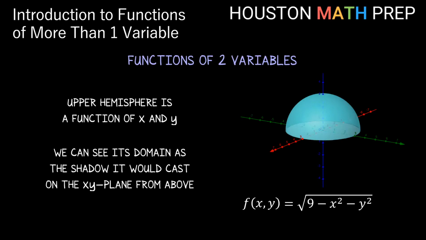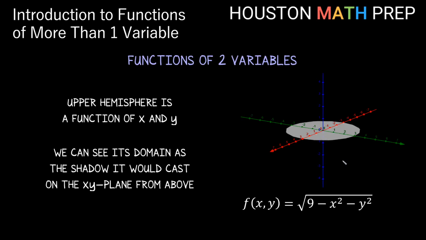We can see the domain for this function of x and y if we imagine all of the points in the xy plane as the shadow that this hemisphere would cast on the plane from above. Since you can probably tell here that our hemisphere has a radius of 3 and it's centered at the origin, our domain in the xy plane will be a solid disk of radius 3. So this tells us that if we plug in any ordered pair in this region of the xy plane into the function, we should get a defined z value.